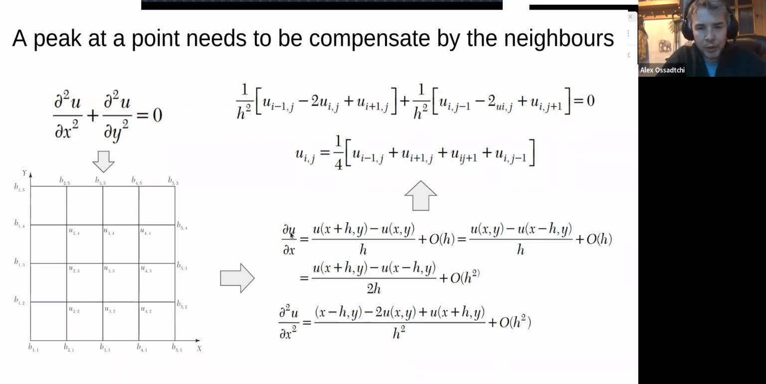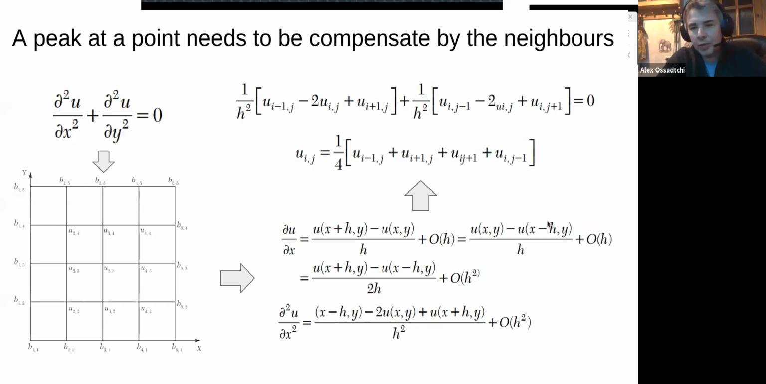The first derivative of u with respect to x is equal to u at location x plus h, at some y, minus u at x and at some y, divided by h. So basically, we increase the distance a little bit and ask, what is the potential there, and how does it relate to the potential at the central point, which is x, y? This is one way of approximating it.